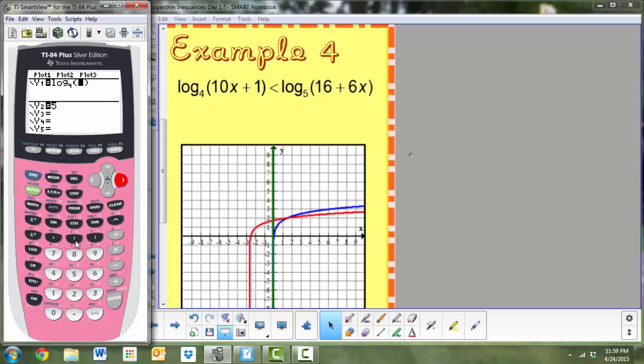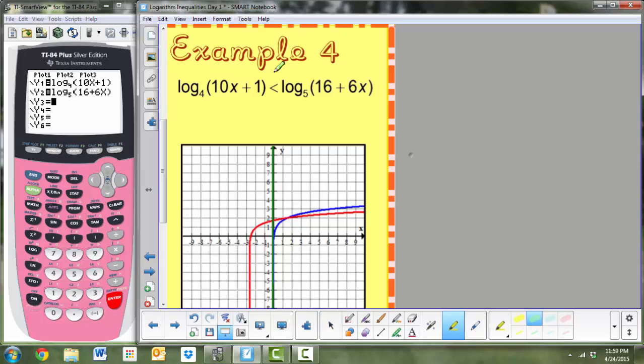So you've got a base of 4, and we're going to plug in 10x plus 1, alpha, F2 or window, option number 5. Again, look at those buttons in red to help guide you just in case you need to know. Base of 5, we want 16 plus 6x. I'm going to go ahead and leave it like that for now.